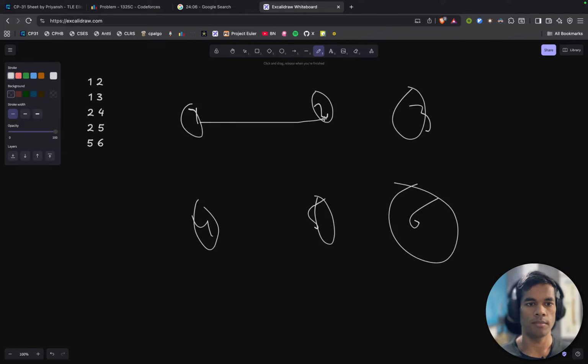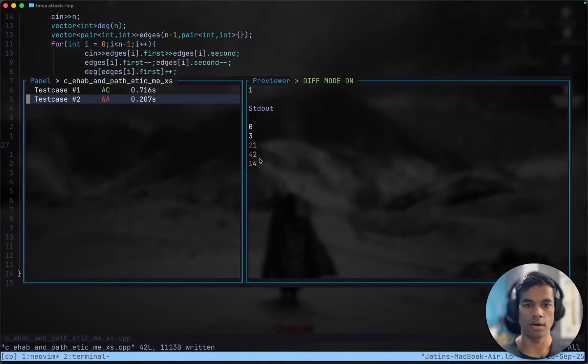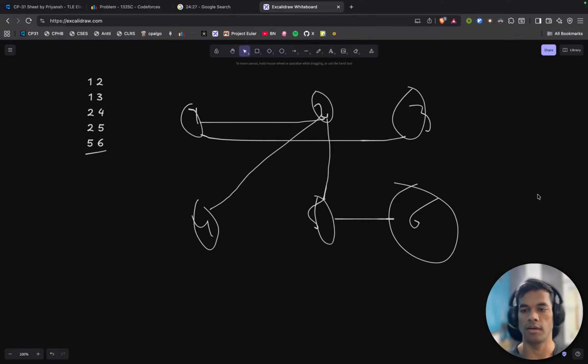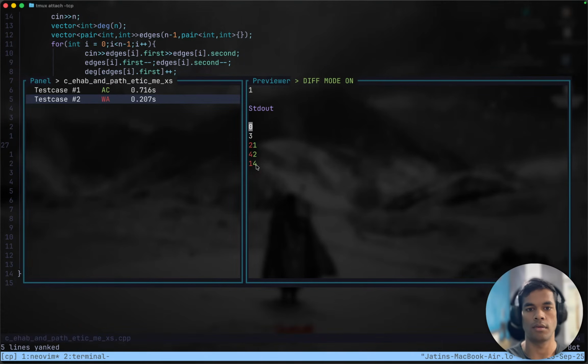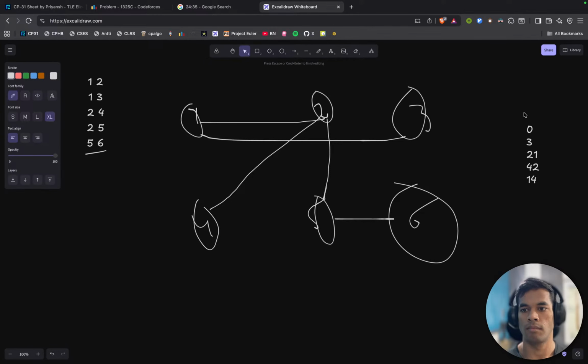1 and 2 are connected. 1 and 3 are connected. 2 and 4 are connected. 2 and 5 are connected. 5 and 6 are connected. And the weights that we have given are this. The ones on the right. That is not it. These are the ones on the right. Not this. Not this. This one.